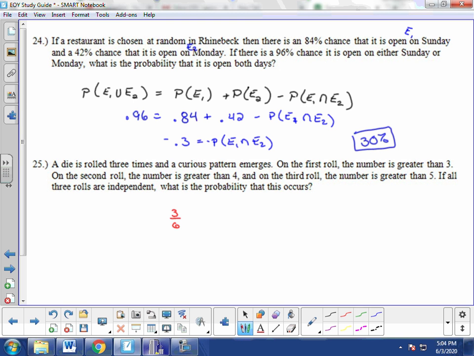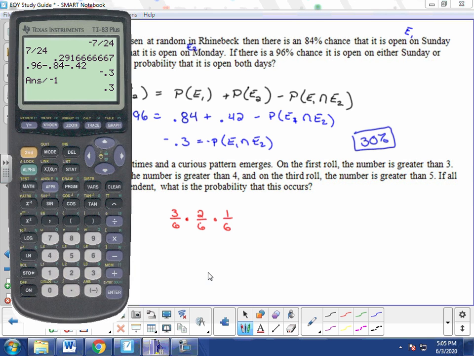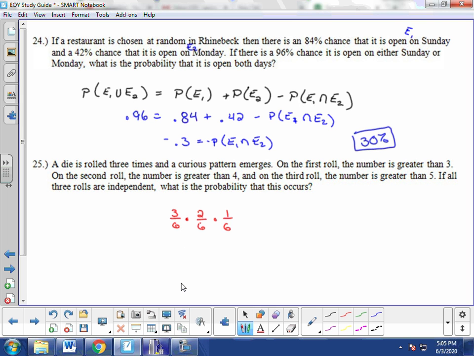We're going to multiply that by the probability of getting a number greater than 4. So you have a 2 out of 6 chance of getting a number greater than 4 on the second roll. You could get a 5 or a 6. On the third roll, the number is greater than 5, so you have a 1 out of 6 chance of this occurring. If events are independent, we can multiply the probability of each one of those independent events to get the probability of the total sequence occurring.